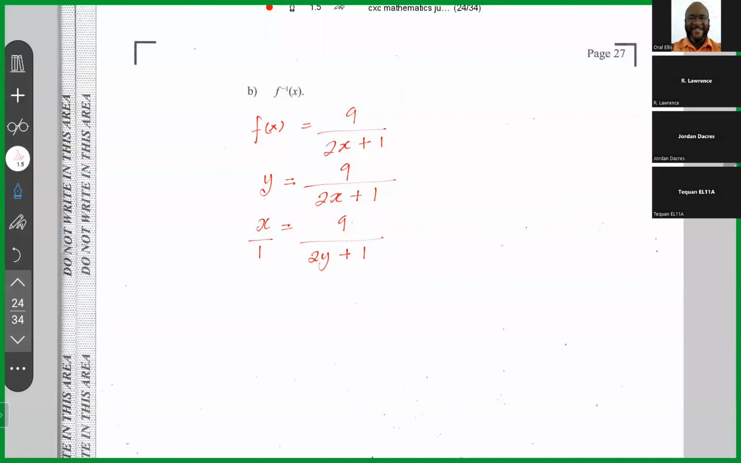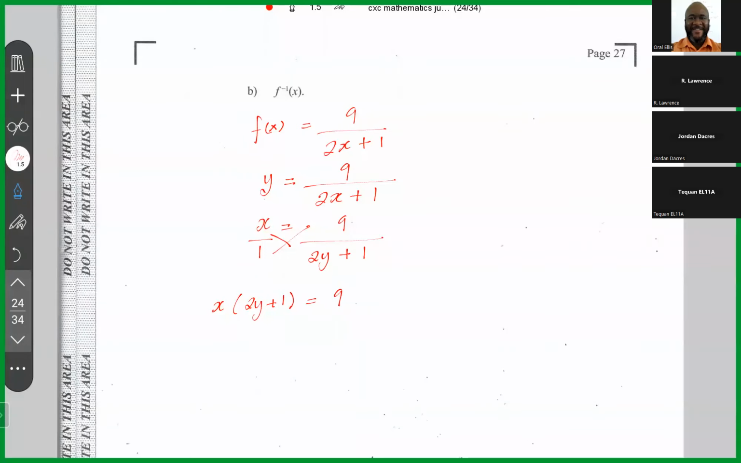If I have one fraction is equal to one fraction, to get rid of the fraction, I would cross multiply. So it's x times 2y plus 1. So 2y plus 1 is a sum. Whenever you multiply a sum, you always put it in brackets. Now 1 times 9 is 9. Remember, we're at step 3. At step 3, we're trying to make y the subject.